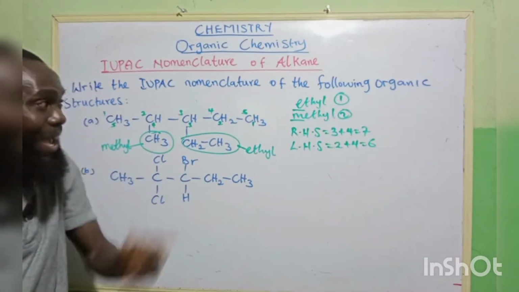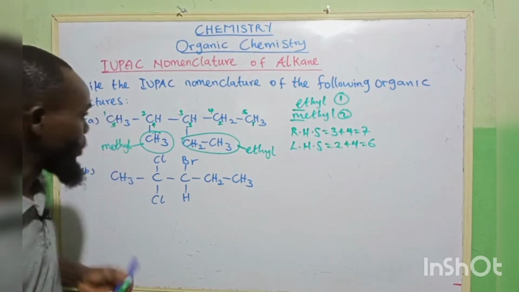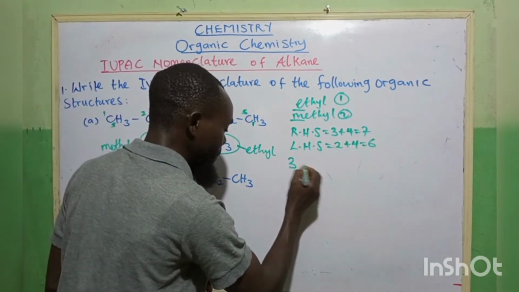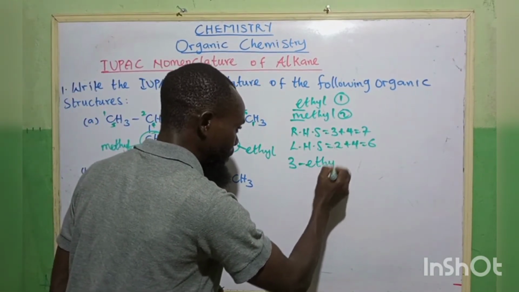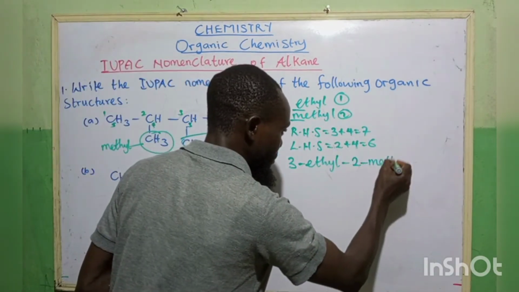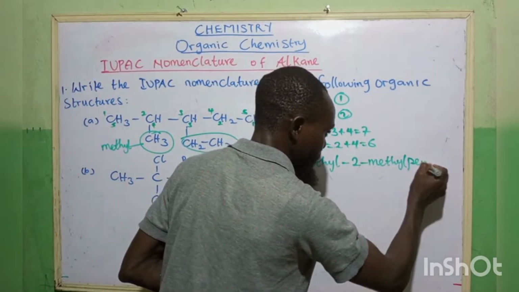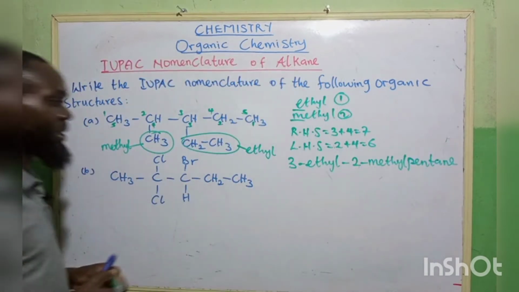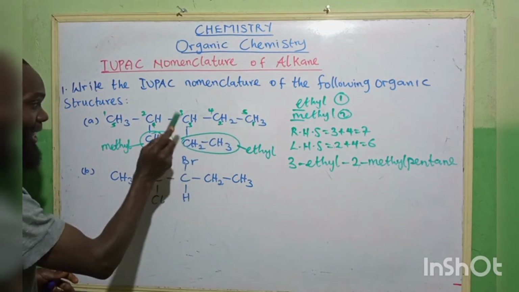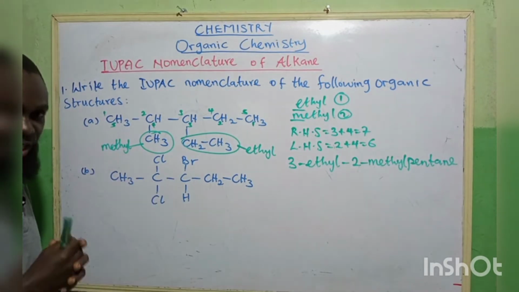But we will name ethyl first and methyl second in the alphabet. So 1, 2, 3, that is 3 ethyl, 1, 2, 2 methyl. The longest chain here is 5, which is pentane. So this name is 3-ethyl-2-methylpentane. If you name it 3-ethyl-4-methyl, it is wrong. So this is the way to consider it.